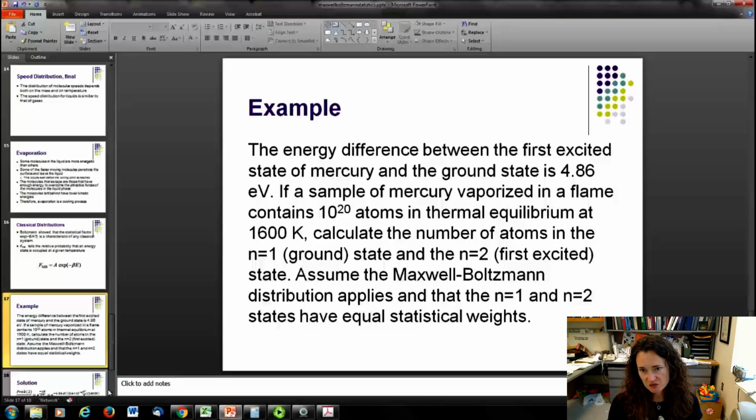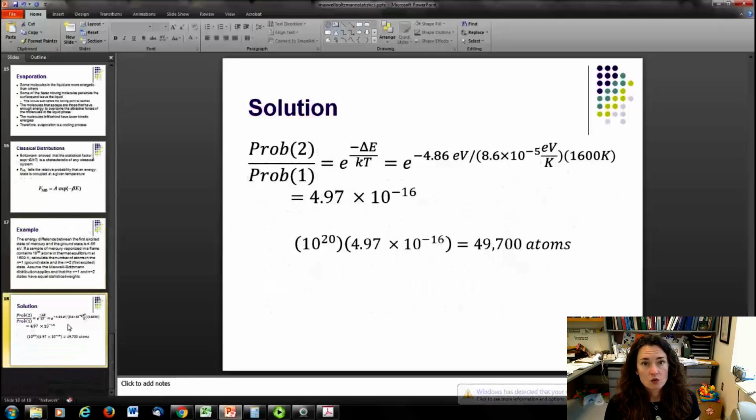Let's say that you have a sample of mercury gas that's been vaporized in a flame or whatever, and it's got a collection of 10 to the 20th atoms that are in thermal equilibrium at 1600 Kelvin, so it's a very hot gas. Let's calculate the number of atoms in the ground state versus the first excited state, assuming that this collection obeys the Maxwell-Boltzmann distribution function, and that n equal to 1 and n equal to 2 have equal statistical weights. So we're plugging in for a Maxwell-Boltzmann factor. The probability that it's in state 2 versus the probability that it's in state 1 is e to the minus delta E over kT.